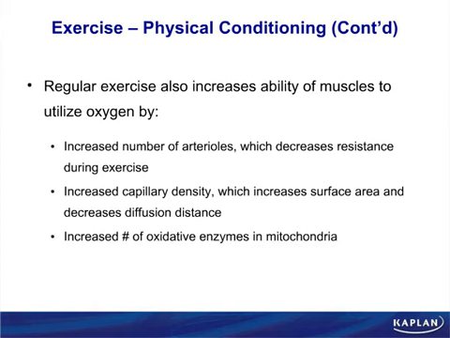And you will also get an increase in the number or concentration of oxidative enzymes in the mitochondria. So the heart can contract and eject more blood. That's a big change with physical conditioning. But also skeletal muscle will change. More arterioles, greater capillary density, and more oxidative enzymes. All of these are the big changes to think about related to aerobic physical conditioning for Step 1.